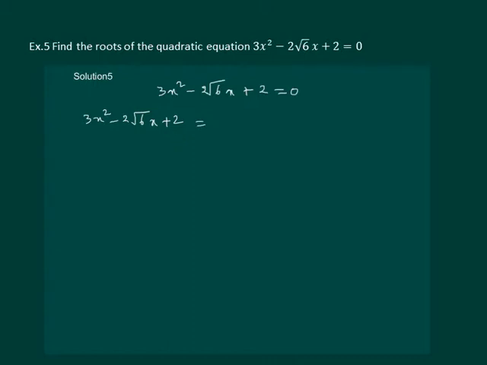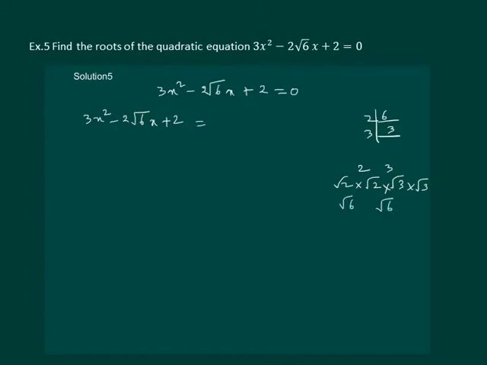What we have to do is start with a into c, that is 3 into 2 is 6. Prime factorize will give us 2 and 3 as factors. This can be split up as, we know 2 can be written as root 2 into root 2, while 3 can be written as root 3 into root 3.